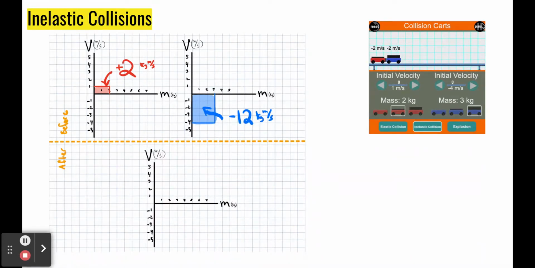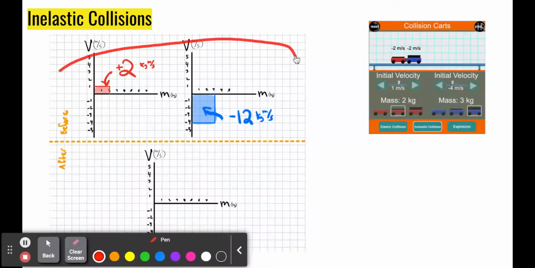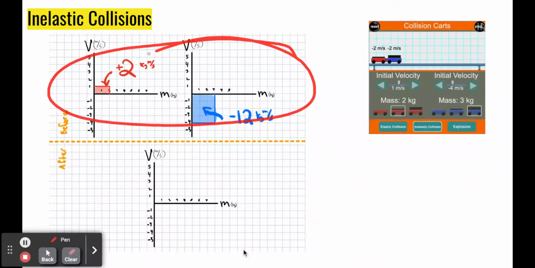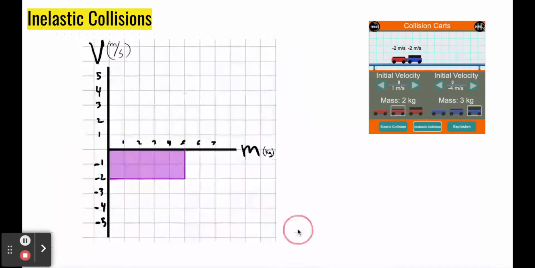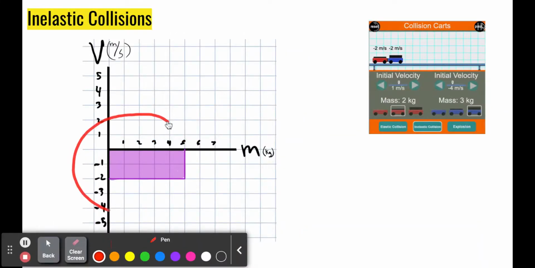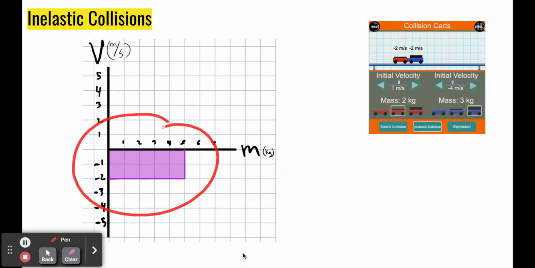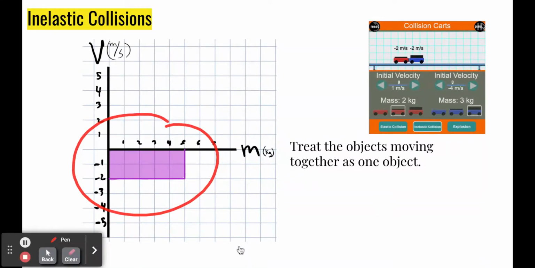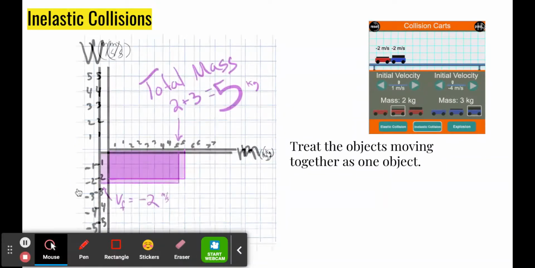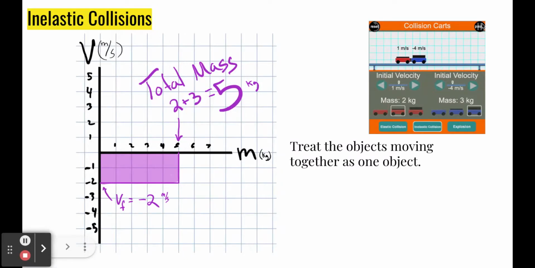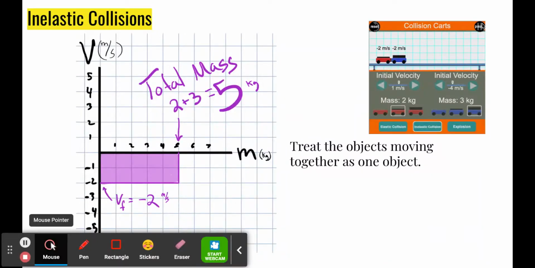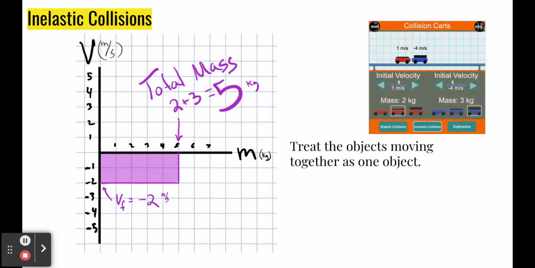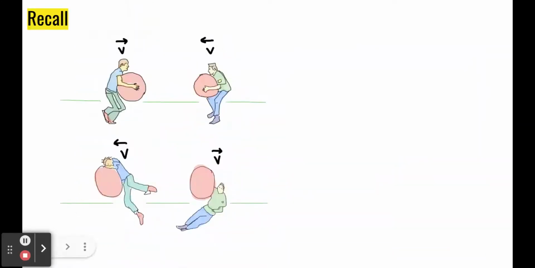And we set it up the same way as before. We have the same setup before the collision, but after it's a little different. Let me show you what you would do. You would set up, I'm using purple because red and blue together is purple. And I'm treating these objects as one object because they're moving together. I just added their masses. So their total mass is 5 kilograms and they're moving together at negative 2 meters per second. And then I drew them on one velocity versus mass graph. And that's all I do for an inelastic collision.